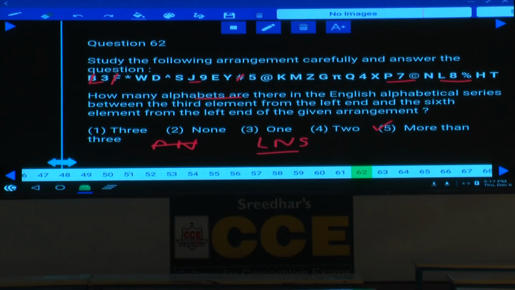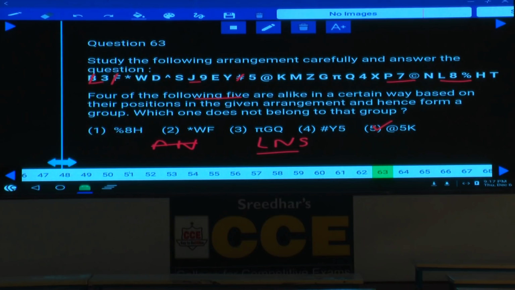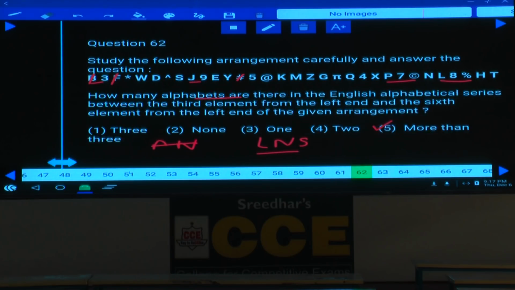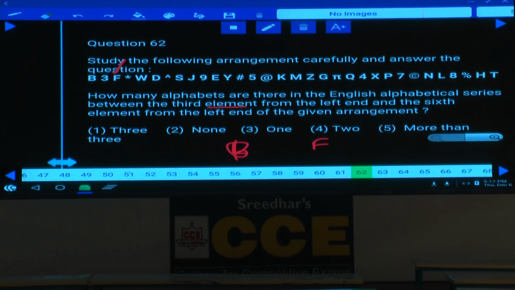Next one, question number 62. Now in this question number 62, how many alphabets are there? That means letters are there in the English alphabetical series between the third element from the left. What is the third element from the left here? F. Between F and the sixth element from the left, 4, 5, 6, D. Yes, tell me in between D and F how many letters do we have? We will have only one letter, that is E, choice 3. Question number 62, choice 3.